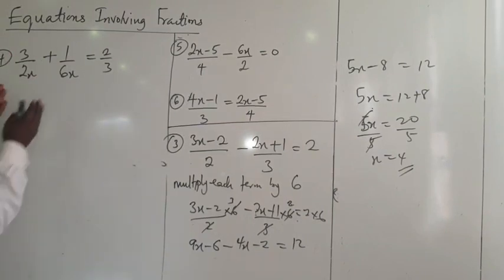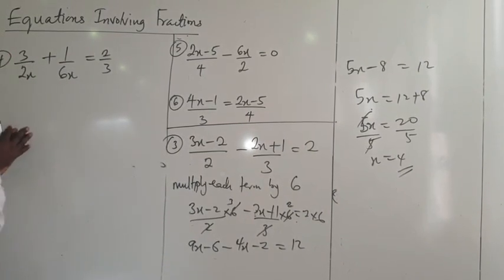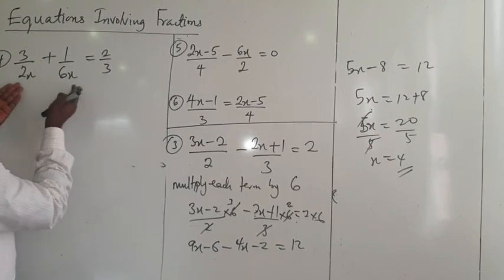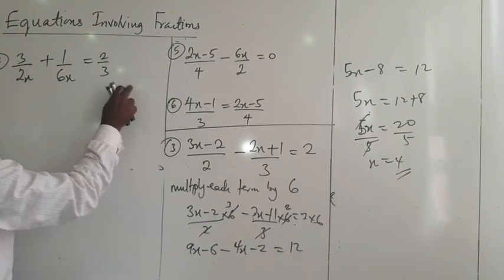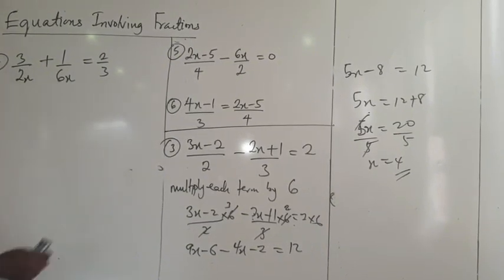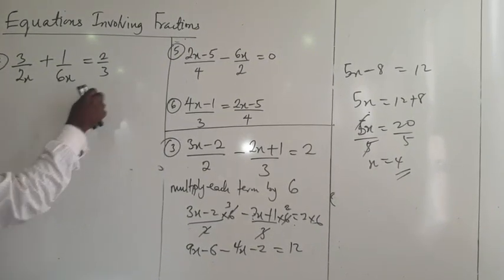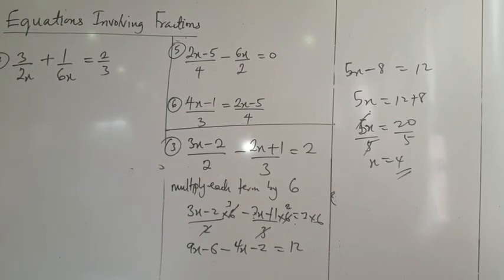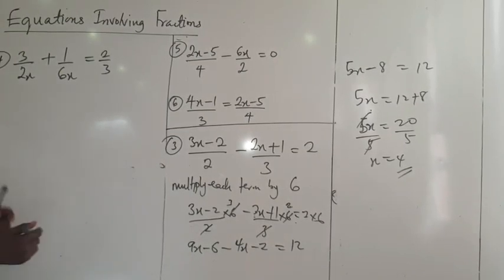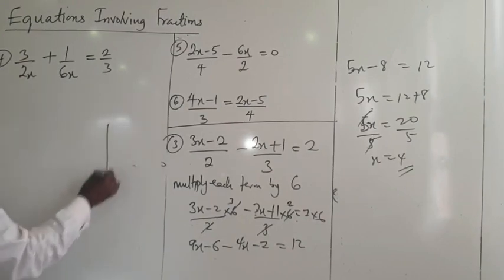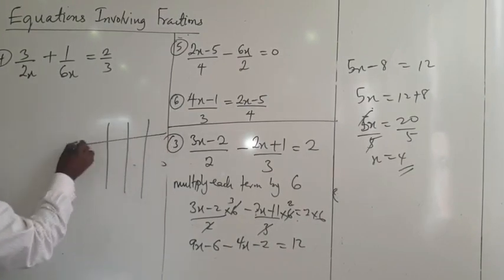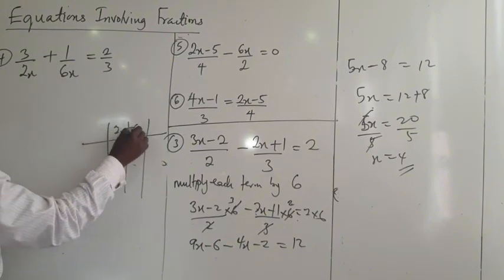So you can decide to make this side a single fraction, right? Or you find the LCM of the denominators. So you want to find the LCM of everything here. The LCM of 2x, 6x, and 3 will be what? 6x. So this is it. You can do this way as well. This is 2x, 6x, and 3.